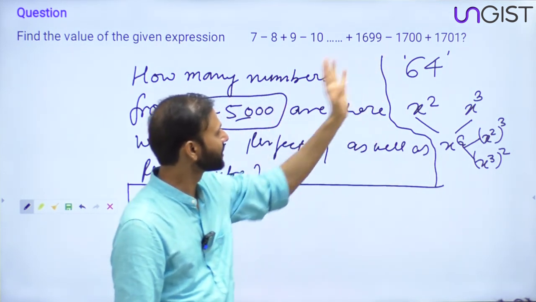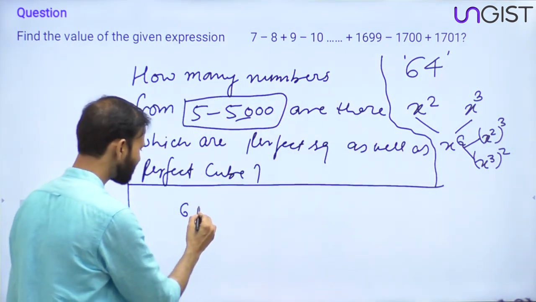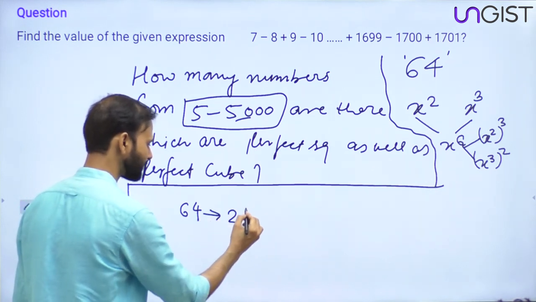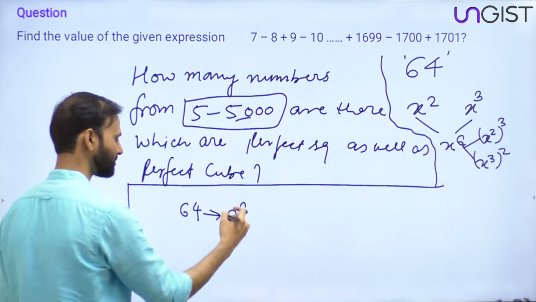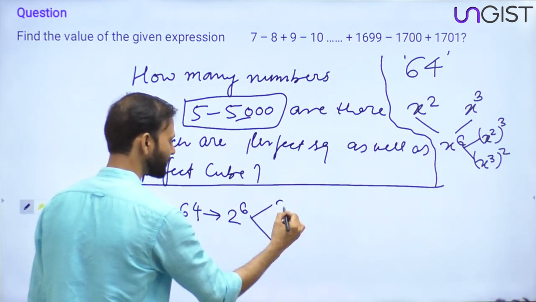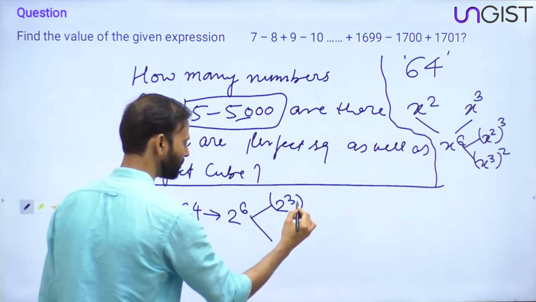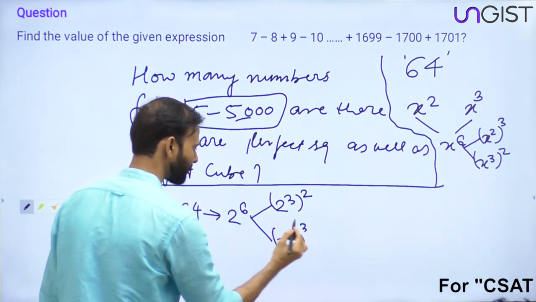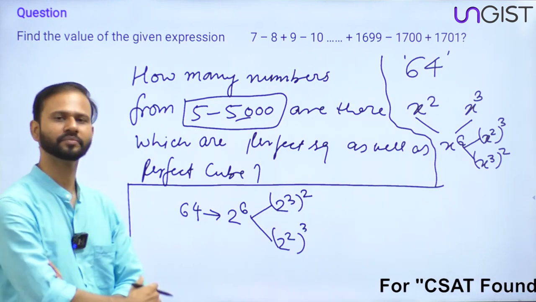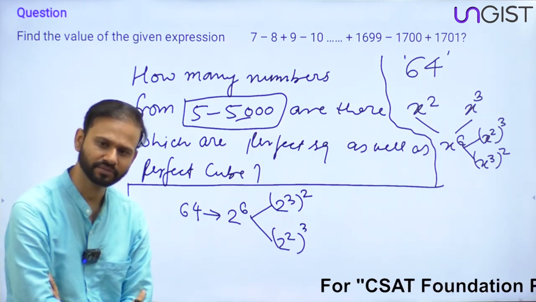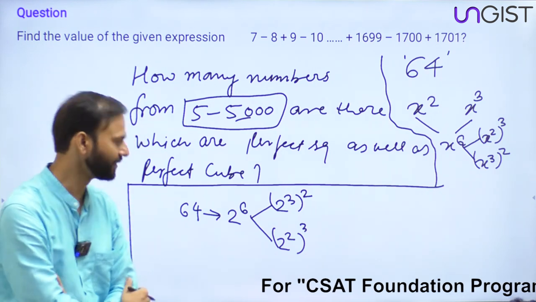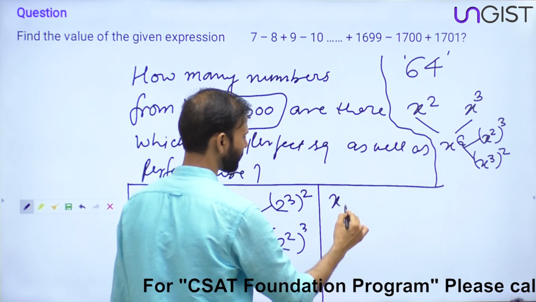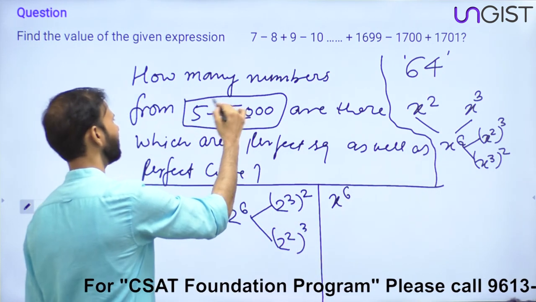Now just think about 64. 64 is actually 2 raised to the power 6. This is x raised to the power 6. It is the square of 2 cube and the cube of 2 square. Yes or no? So now our search criteria is: we need to find the numbers which are of the form x to the power 6 in this range.